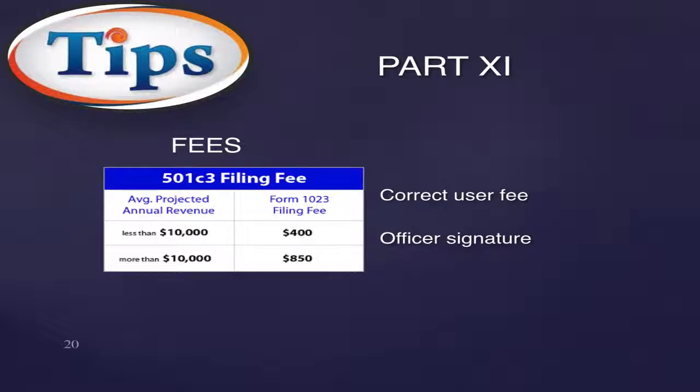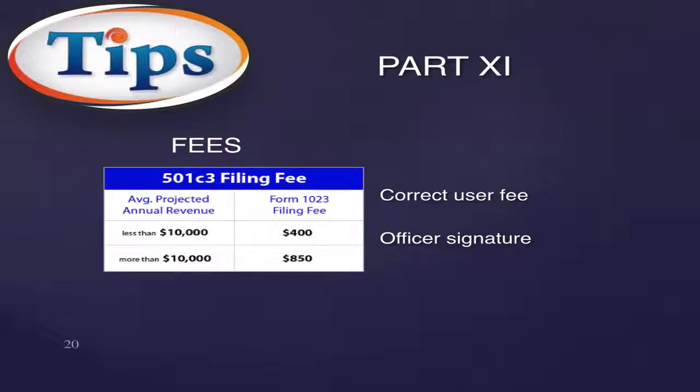In order to make sure that the IRS is clear on your user fee, you would check number 1, as stated, yes, if your average receipts are expected to average not more than $10,000, or no, if your average receipts are expected to average over $10,000. Number 2, check this box if you have enclosed a reduced user fee payment of $400. And number 3, check this box if you have included the user fee payment of $850.